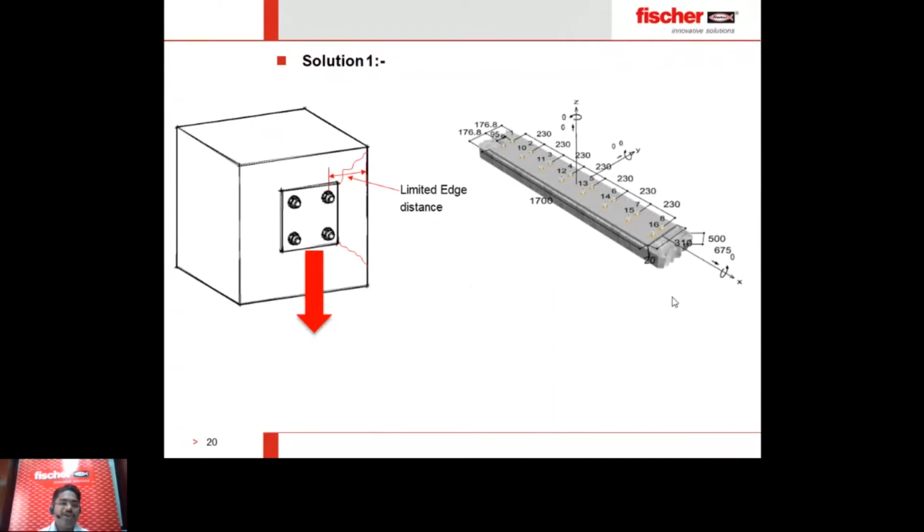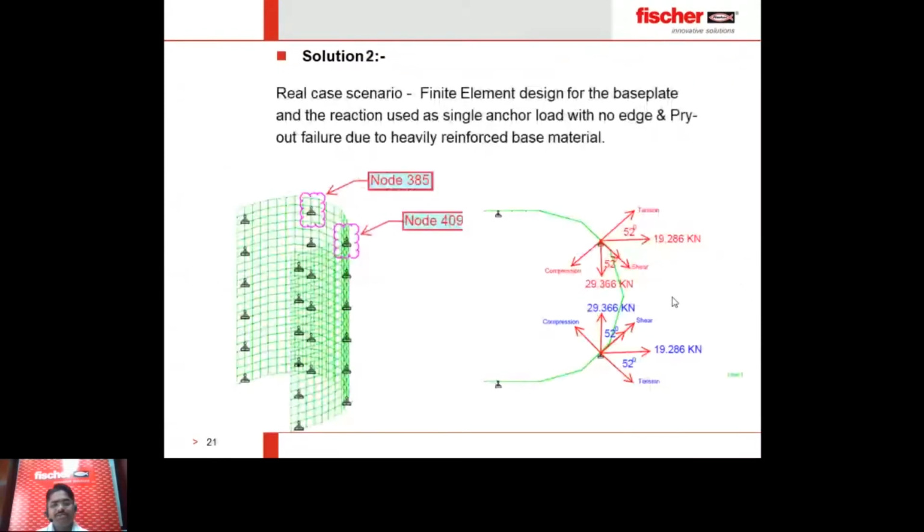And this is a really high strength column for a big building, and it consists of so many reinforcements. So how can we approach it in a more real way? We started thinking about it, and we found a solution which can be something like this. What is this? Okay, this is a real case scenario. Actually, we did a finite element design for the base plate with the nodes mentioned as the anchors.